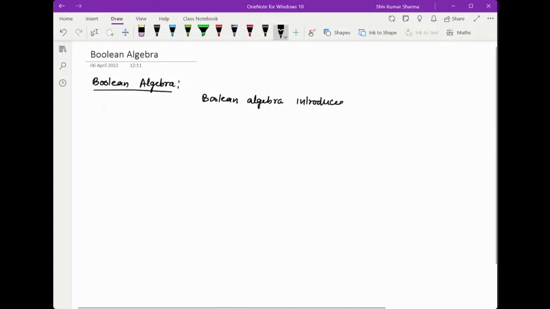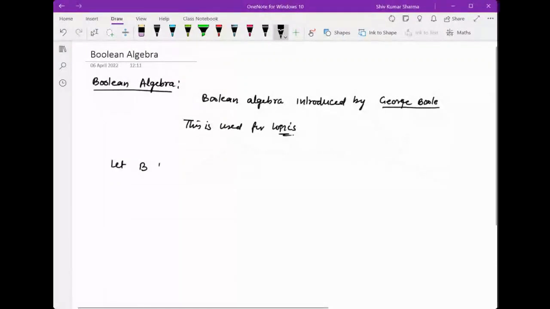Boolean algebra was introduced by George Boole. So we define the Boolean algebra. It is used for logics.